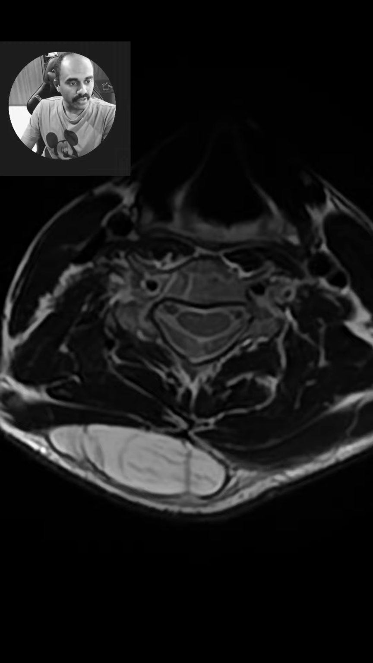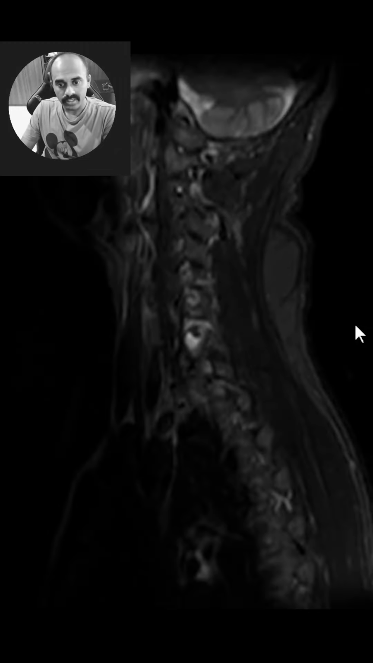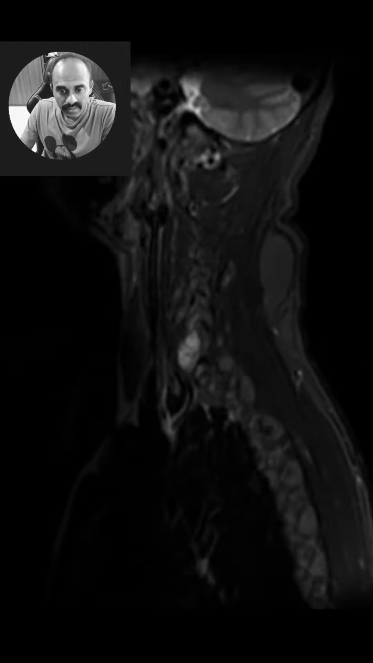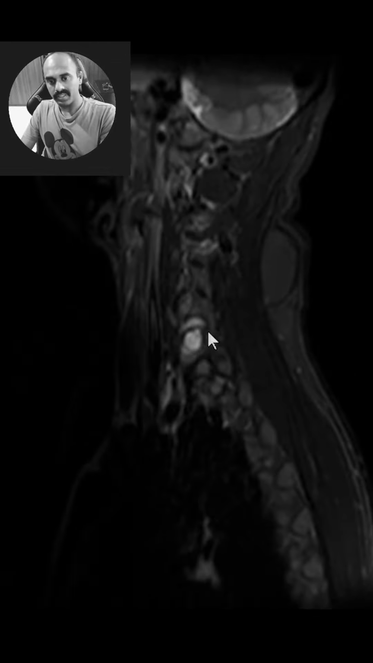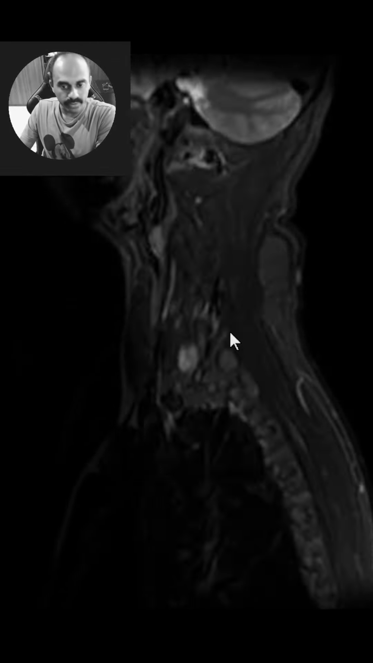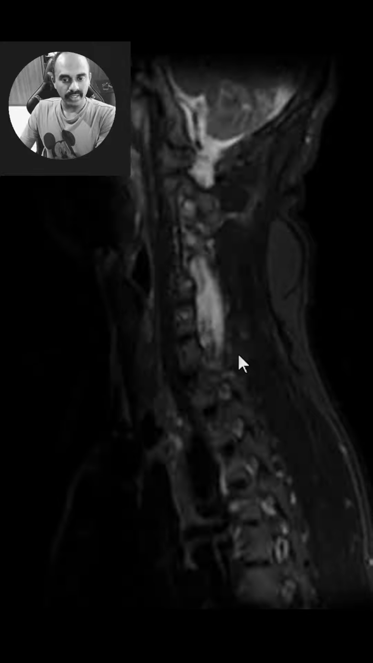Now, you would have noticed in the sagittal STIR image when I put it that there is something striking that is visible over here, which is a T2 hyperintense lesion that appears to be exiting the neural foramina along with the containing the nerve root. Okay, so let's see what exactly this is.